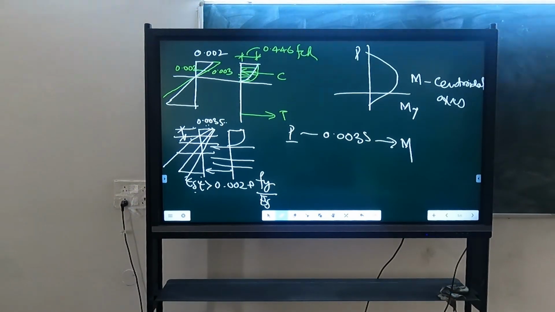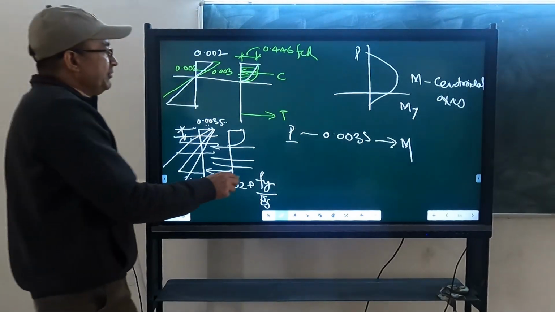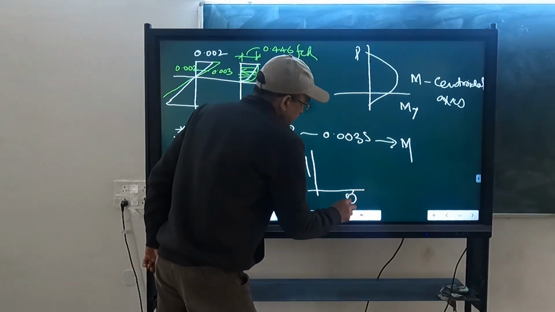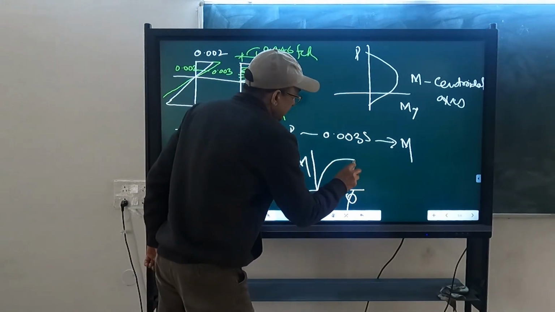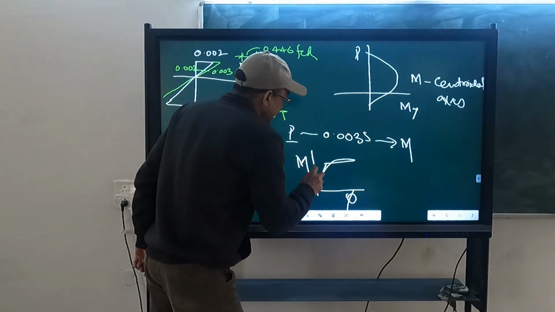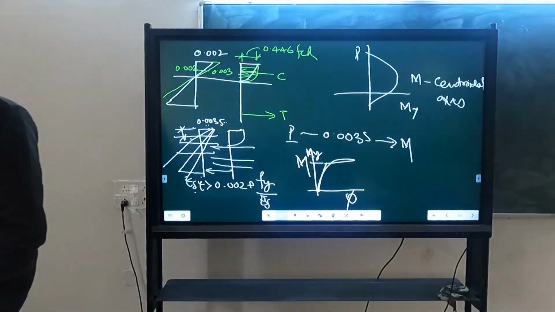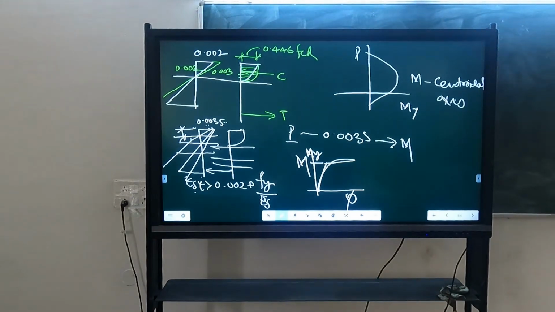So how to calculate yield moment? Actually yield moment is coming from the M-phi curve, and you do equivalent bilinearization, then this value is My. So how to plot the PM-My? Every time you have to plot an M-phi curve at different axial force. Okay, it will be interesting.